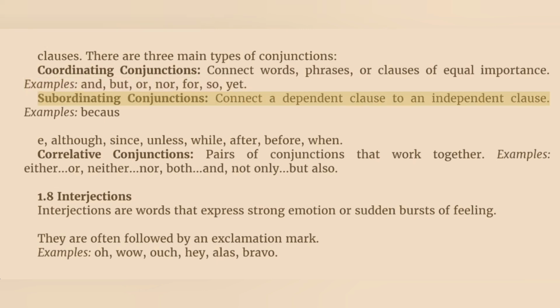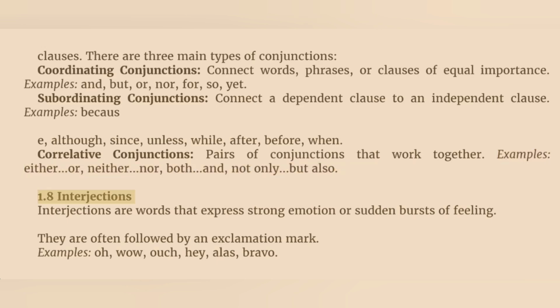Subordinating conjunctions connect a dependent clause to an independent clause. Examples: because, although, since, unless, while, after, before, when. Correlative conjunctions are pairs of conjunctions that work together. Examples: either, or, neither, nor, both, and, not only, but also.